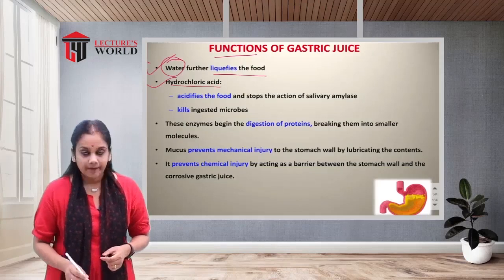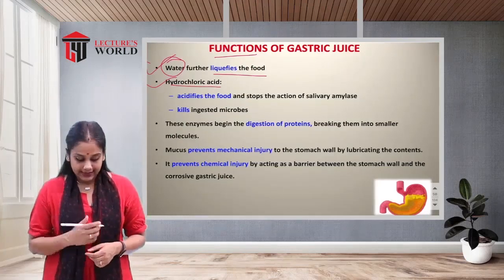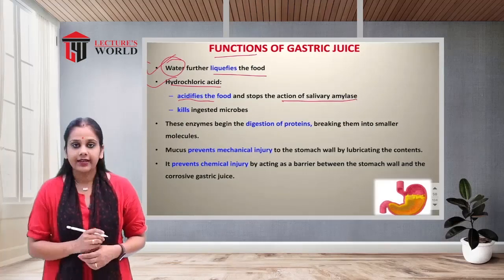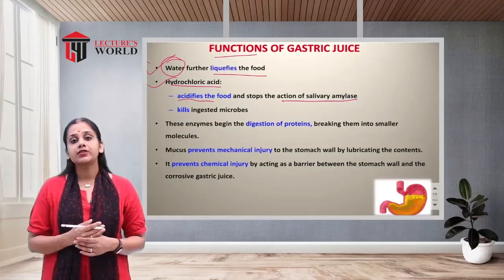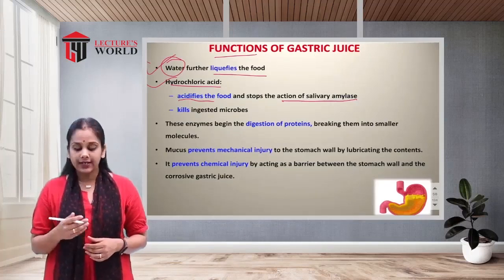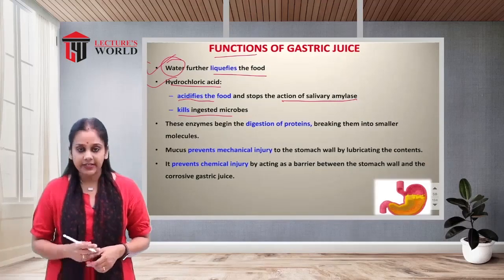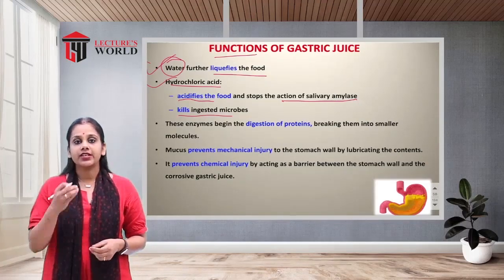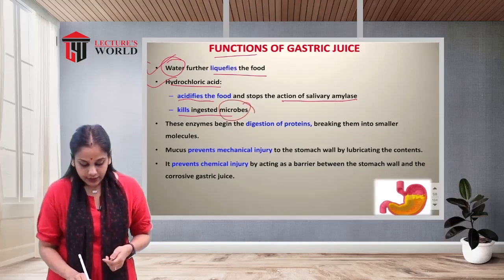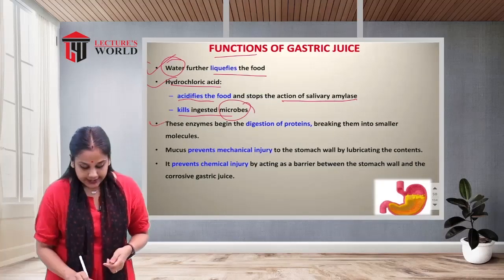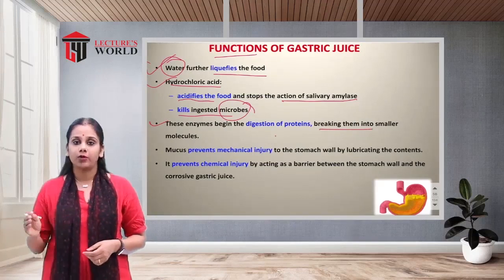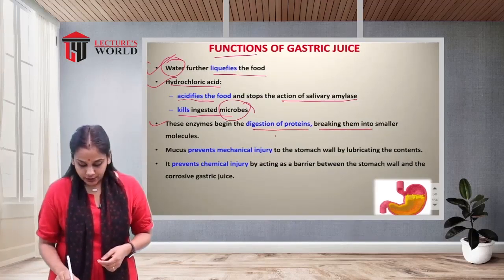Second is HCl, hydrochloric acid. It acidifies the food and stops the action of salivary amylase. Where is salivary amylase secreted? In the oral cavity, by the salivary gland. Then it kills the microorganisms which we have ingested with the food. Then the enzymes begin digestion of the protein, breaking it into smaller molecules. So there is digestion of protein.